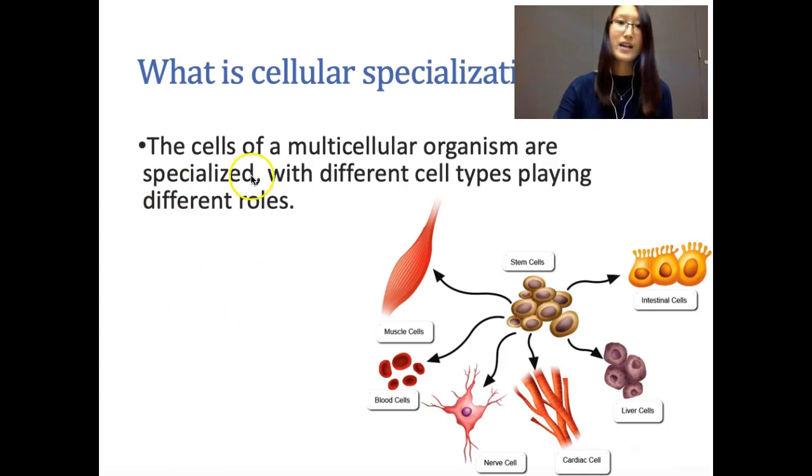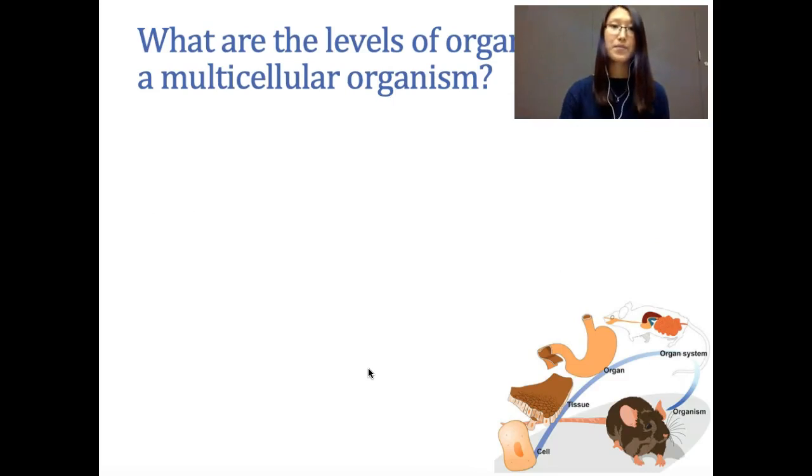So if you look right here, it says the cells of multicellular organisms are specialized, with different cell types playing different roles. So cellular specialization is the process of stem cells becoming cells that actually have a specific type and role. The next one is the levels of organization of a multicellular organism. For a multicellular organism, the smallest unit, remember, the smallest unit of life is a cell, right? So when we talk about levels of organization, we can start from a cell and then what is the next level up? So we start with cells, those are the smallest unit.